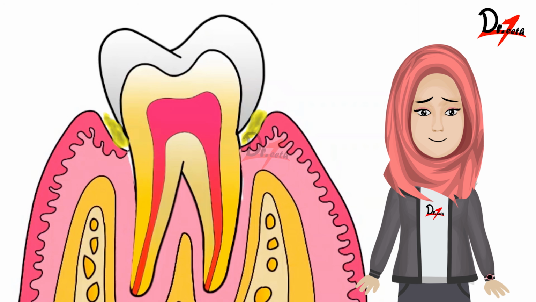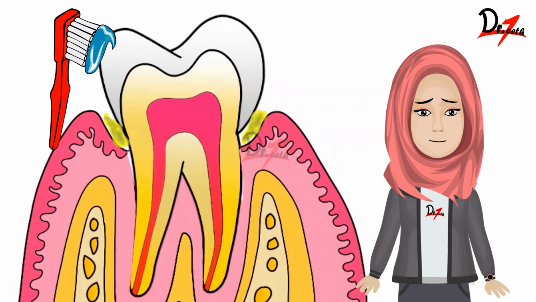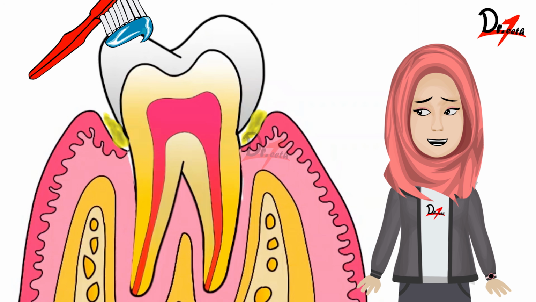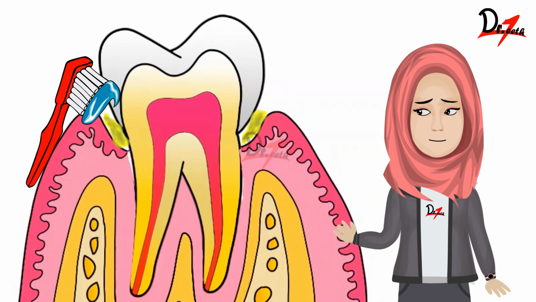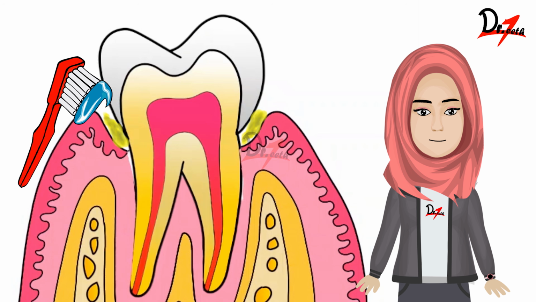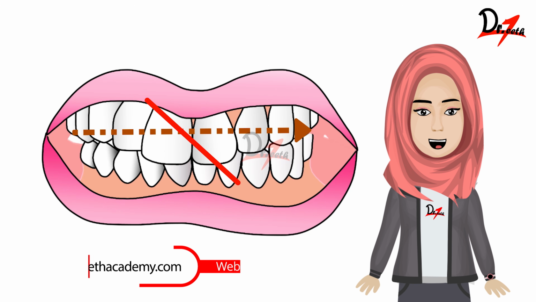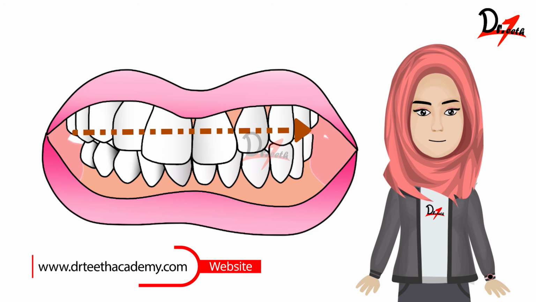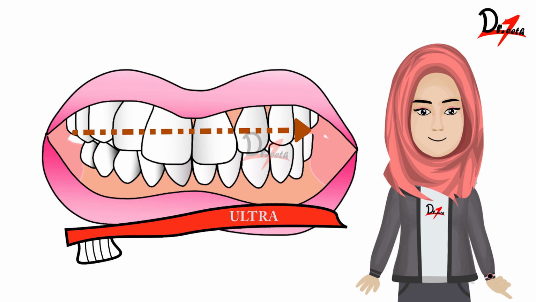Then there are certain group of people who brush their teeth very vigorously in order to keep them clean. That can also lead to gum recession. So you don't have to do it more, you don't have to do it less. You have to do it just enough to keep your teeth clean. Follow proper brushing technique. Don't brush horizontally. Avoid scrubbing. Don't use hard bristles. Use soft bristles. Nowadays, we also have ultra soft bristles.